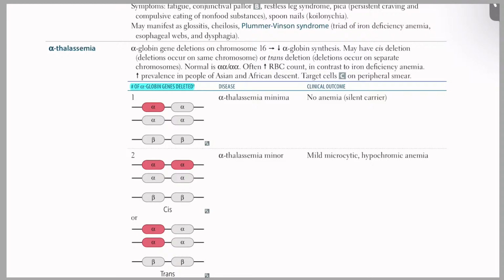Normal is alpha alpha by alpha alpha. Often increased RBC count, in contrast to iron deficiency anemia. Increased prevalence in people of Asian and African descent. Target cells are seen on peripheral smear.